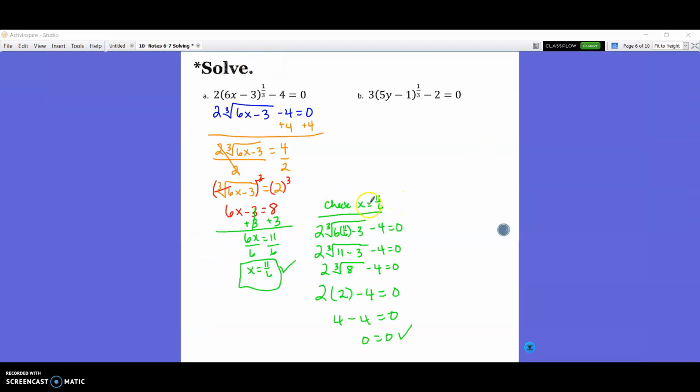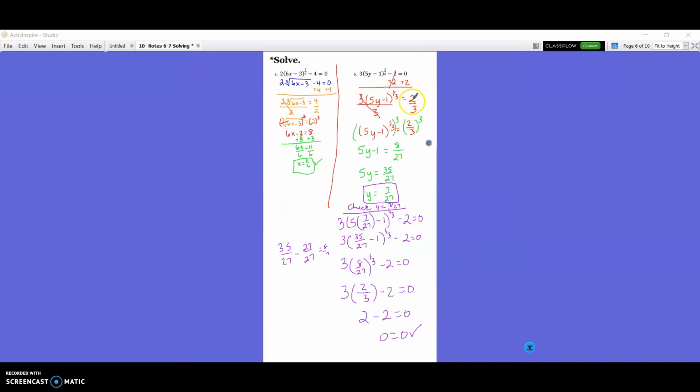All right, so here's my work. I plugged in 11/6, and when I multiply that times 6, I just get 11. So that worked out really nicely. And in the end, I get 0 is equal to 0, so I know that's correct. Go ahead and pause the video and solve B.